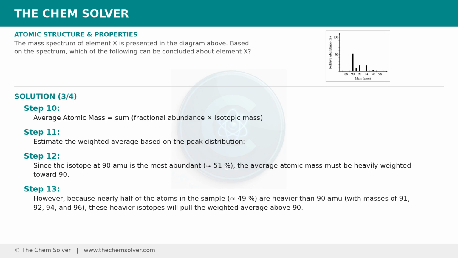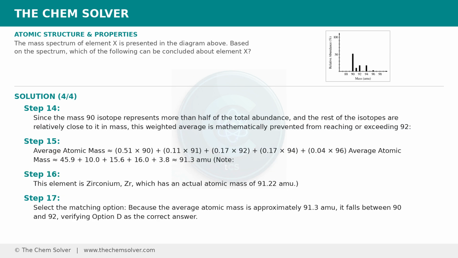Estimate the weighted average based on the peak distribution. Since the isotope at 90 AMU is the most abundant, approximately 51%, the average atomic mass must be heavily weighted toward 90. However, because nearly half of the atoms in the sample, approximately 49%, are heavier than 90 AMU, with masses of 91, 92, 94, and 96, these heavier isotopes will pull the weighted average above 90.